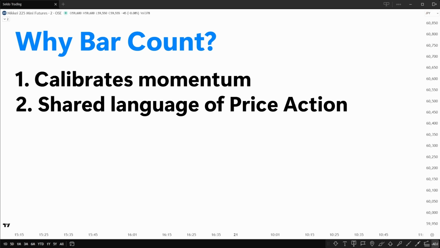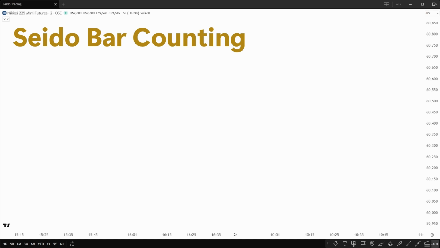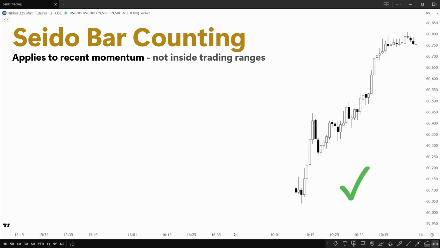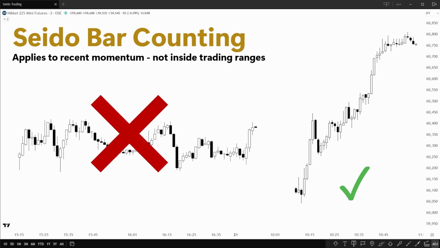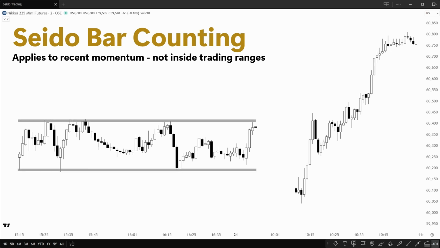Different educators approach bar counting in different ways. What follows is the Seido methodology. As with everything in this course, clear definitions exist to remove ambiguity in execution. One important constraint before we get into it. At Seido, bar counting applies to momentum. It does not apply inside an extended trading range. Without recent momentum and inside a range, traders are responding to the boundaries, the high and the low. The focus belongs on how price is behaving at those extremes, not on counting bars.